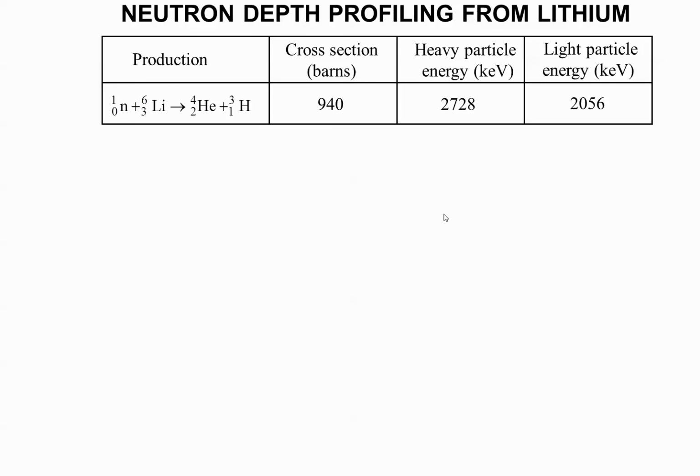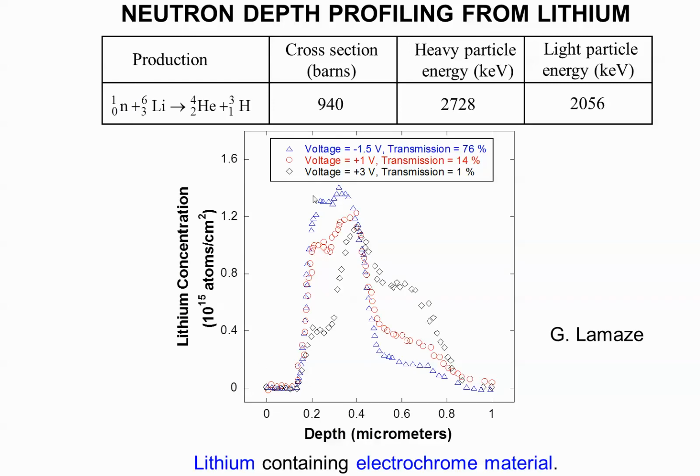Another application is neutron depth profiling from lithium, which also gives out two charged particles. In this case, we are looking at the distribution of lithium in an electrochromic material. This is material that changes color when we change the voltage applied. Applications include color changing windows, optical filters, and so on and so forth. One can determine the distribution of lithium close to the surface and find out why the color is changing, because the distribution of lithium is changing inside the sample.